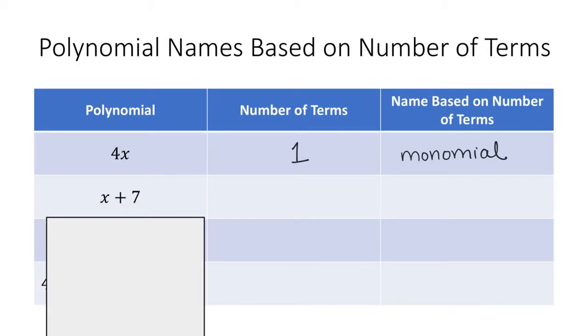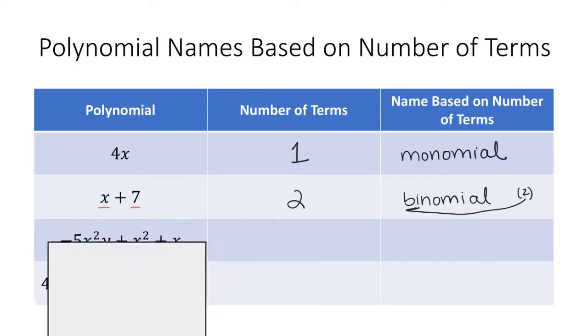This is a polynomial, but it has two terms. The first term is x, and the second term is 7. So you can see there's that plus sign in between. Since this has two terms, we call it a binomial. How many tires are on a bicycle? 2. Okay, so bi, that prefix means 2.